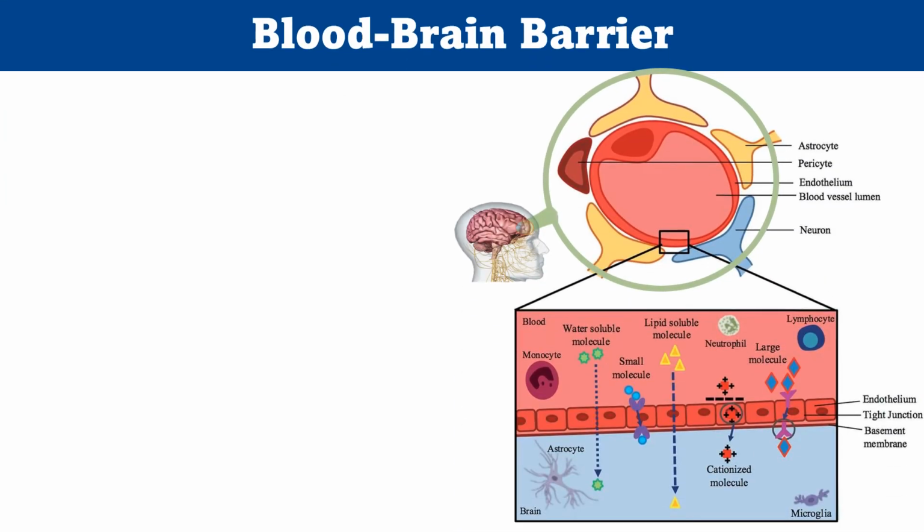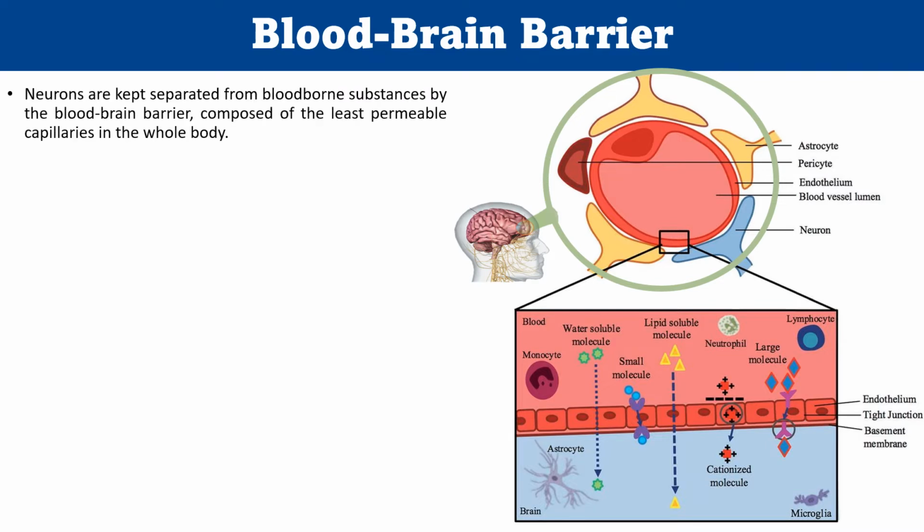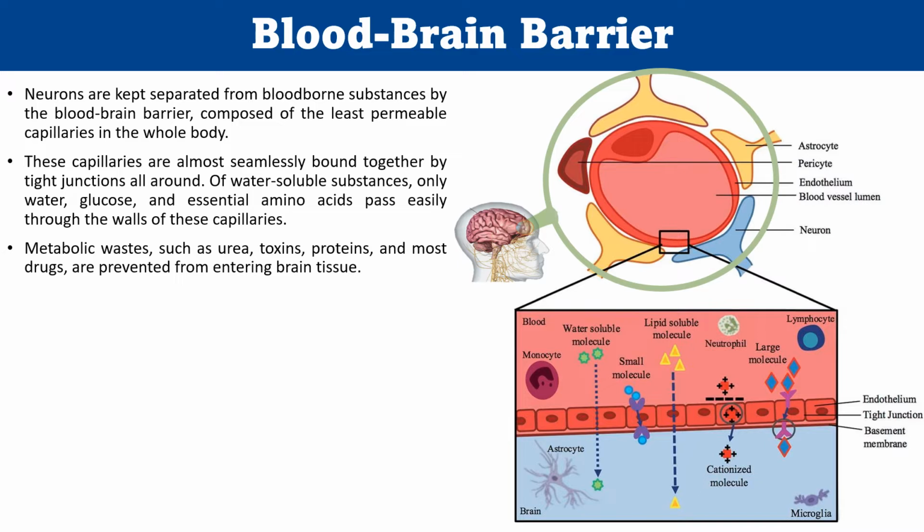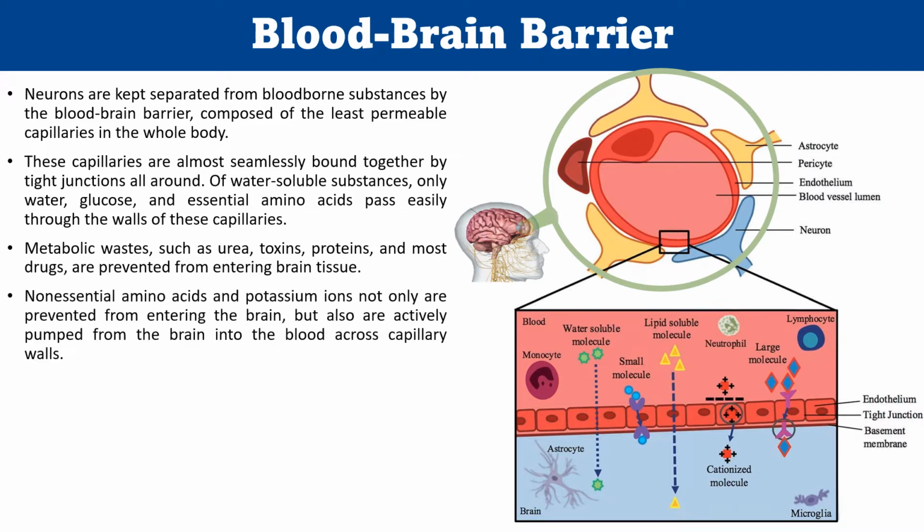Then we have the blood-brain barrier. This also protects the central nervous system. Neurons are kept separated from blood-borne substances by the blood-brain barrier, composed of the least permeable capillaries in the whole body. These capillaries are almost seamlessly bound together by tight junctions all around. Of the water-soluble substances, only water, glucose, and essential amino acids pass easily through the walls of these capillaries. Metabolic waste such as urea, toxins, proteins, and most drugs are prevented from entering the brain tissue.